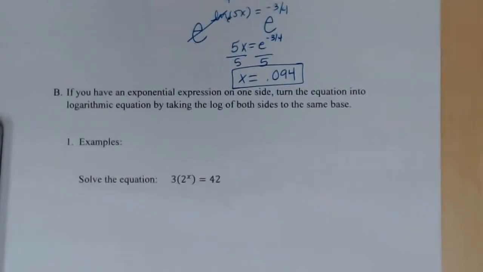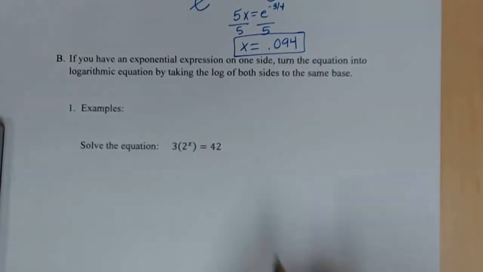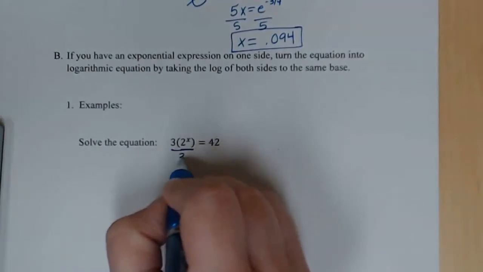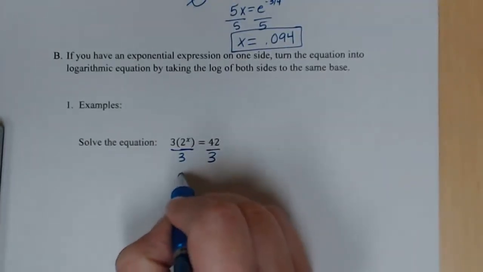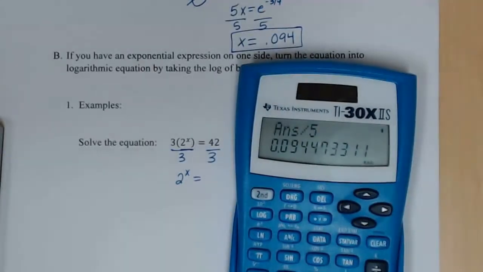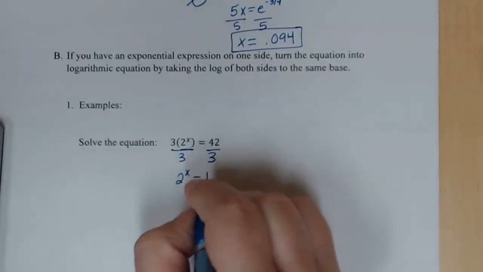Part B says, if you have exponential expressions on one side, turn the equation into a logarithm by taking the log of both sides. So again, it's that converting from exponentials to logs or logs to exponentials, but I want to show you some shortcuts using our inverse property to help us. First thing I would do is isolate that exponential. So I'm going to divide both sides by 3. This gives me 2 to the x equal to 42 over 3. Just grab my calculator. 42 divided by 3. So that gives me 14.